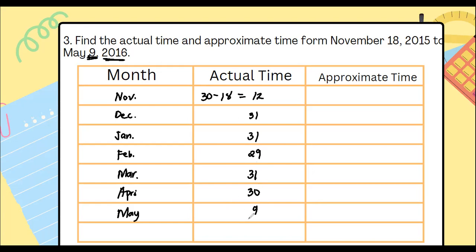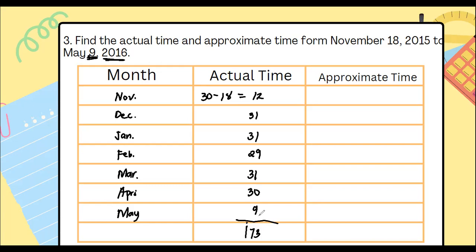Then after we list all the number of days in the months, we just total them. So, 12 plus 31 plus 31 plus 29 plus 31 plus 30, then plus 9. Okay? And the answer is 173. Therefore, on actual time, there are 173 days from November 18, 2015 to May 9, 2016. Okay? Next, let's proceed to approximate time.